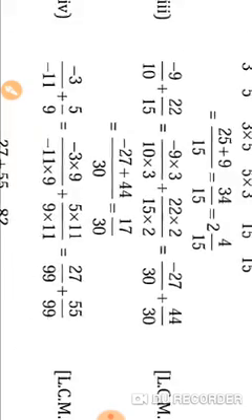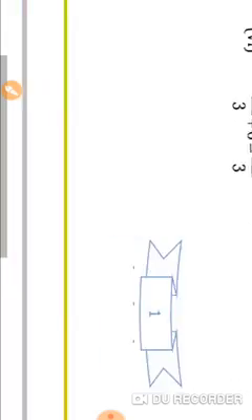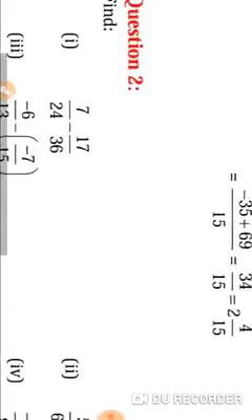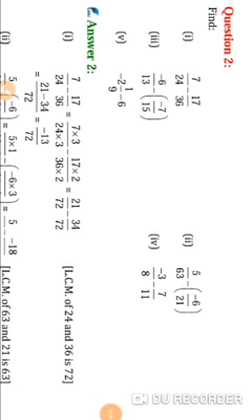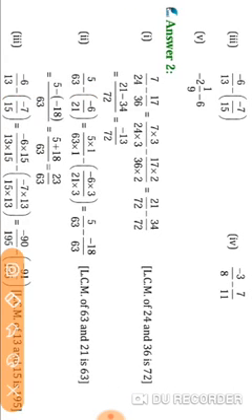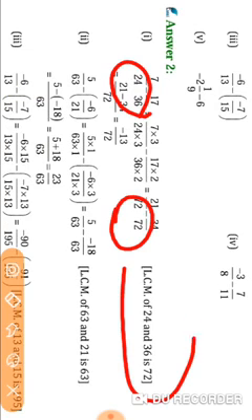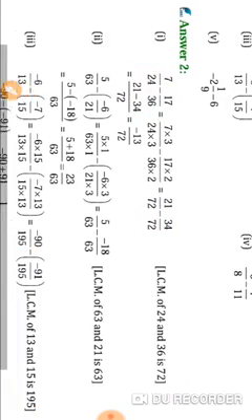Okay, I hope you understand. The remaining ones you must do. Then there is a subtraction here, same thing. Only subtraction takes place. Here also the denominators are not the same. Make the denominators the same by taking the LCM of the denominators, and subtract. Okay, it is your work.